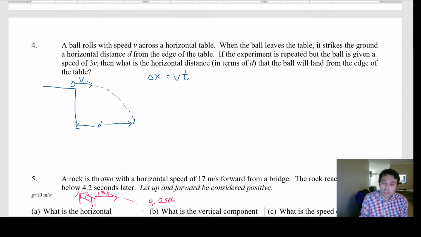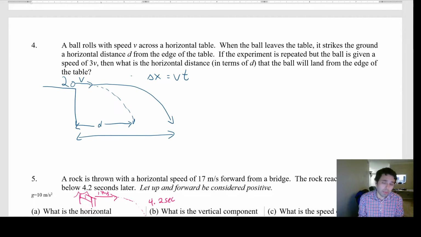So here's the problem. If we make this thing roll faster, let's say we double its velocity, it's going to go further. It's going to go way out here somewhere. And the question is, how much longer will this be? Will it be twice the distance, 4 times the distance, 6 times the distance of what it was before? That's what the question is asking us. So this is about relationships.